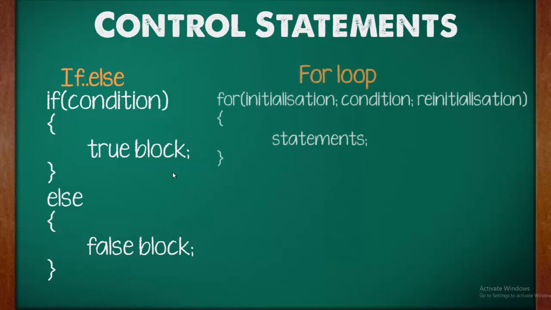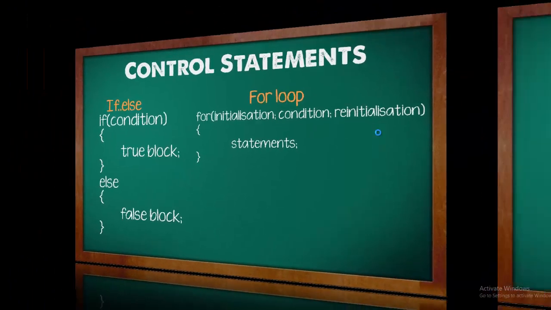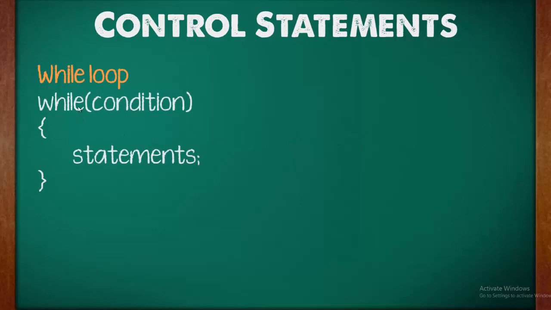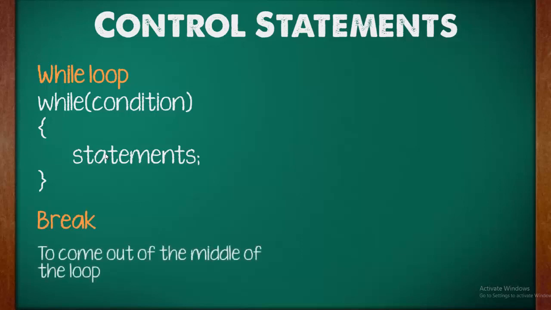And what about the for loop? For loop has the same syntax as we use in C language: initialization, condition, and reinitialization. And followed by that you have the while loop. While loop will check the condition first, and after that the statements will be executed, and the syntax is as follows. While the condition will be given, after that the statements will be executed. And do while, first the statements will be executed, and at the end the condition will be checked.